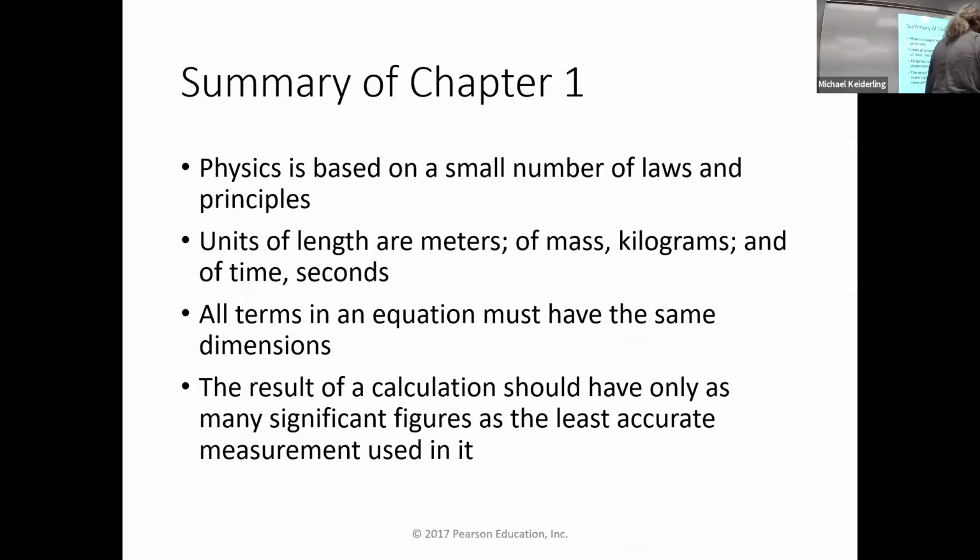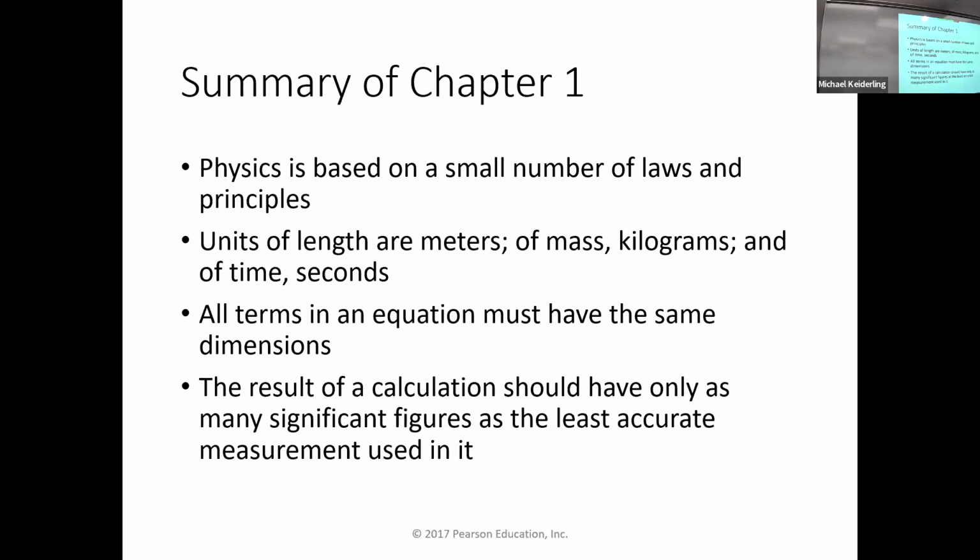So, start with a summary of chapter 1. Physics is based on a small number of laws and principles. The unit of length is meters. The unit of mass is kilograms. The unit of time is seconds. All terms in an equation that are separated by a plus or a minus or an equal sign need to have the same dimensions, because you can't add things with different dimensions.